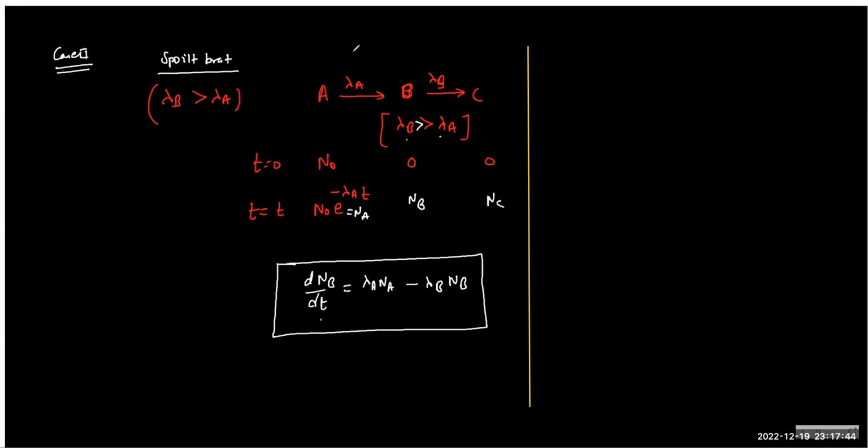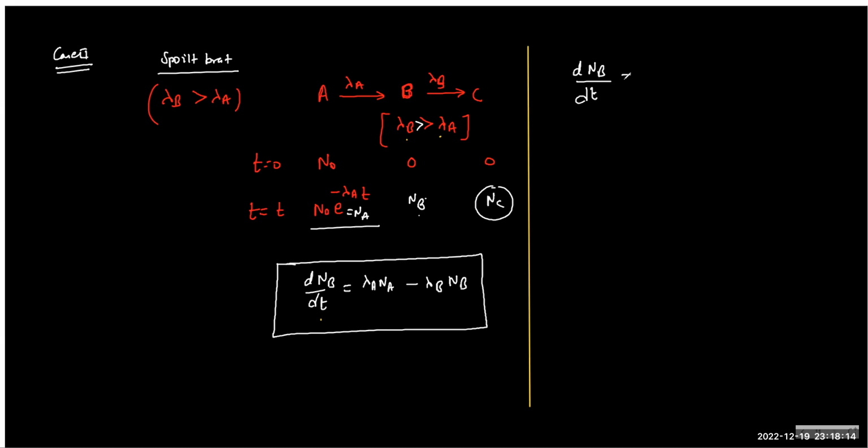Understood? So now the question is how to solve this equation. And probably you can solve it. So dNb/dt, because we cannot determine c unless we know b. Because c is only because of the decay of b, isn't it? Yes. So as of now, you know only one answer, NA, right? Nothing else. So this is how we are going to solve.